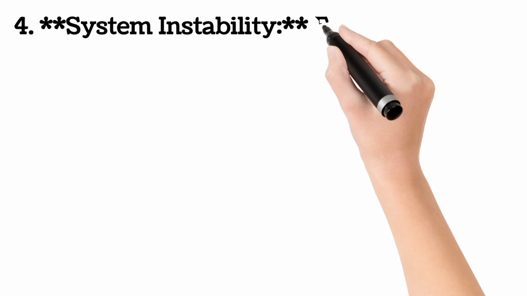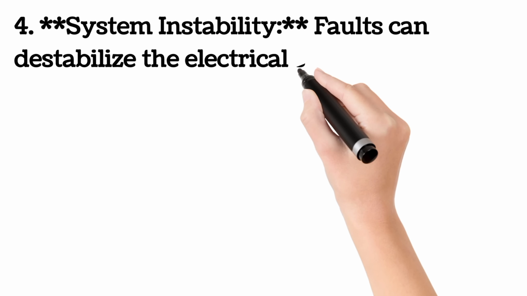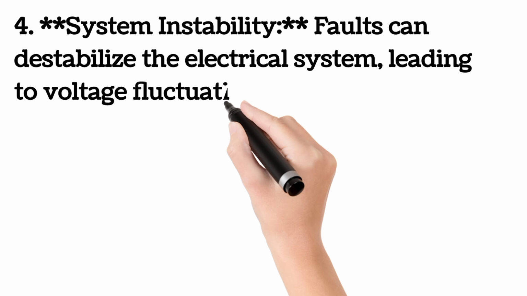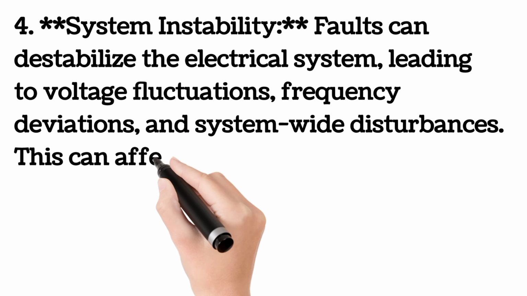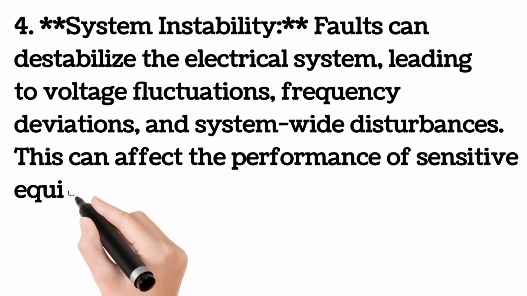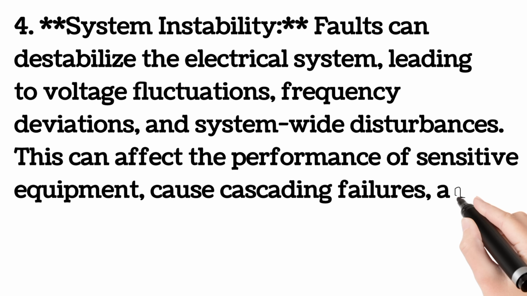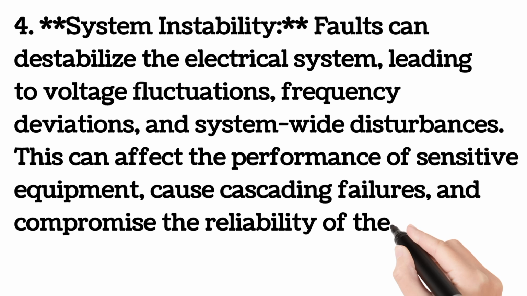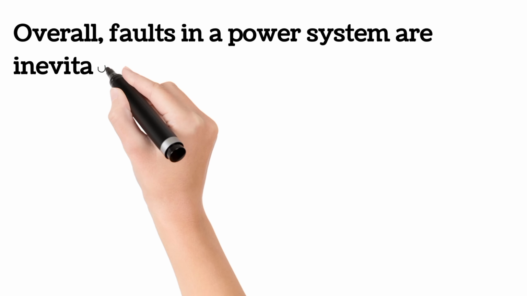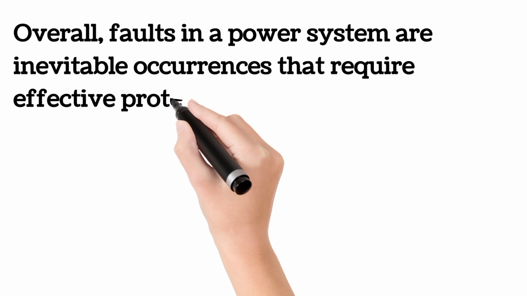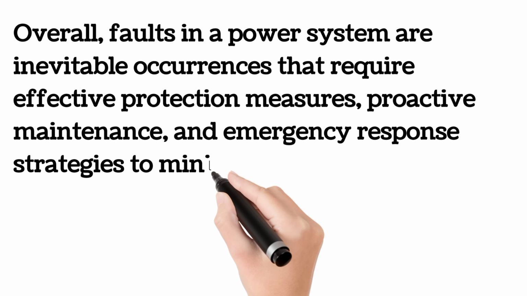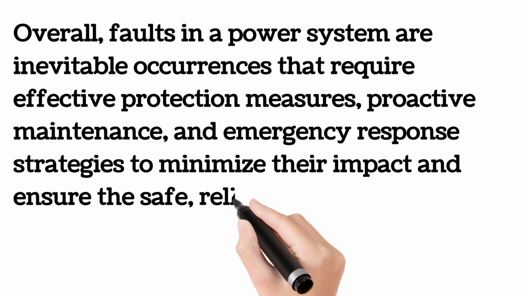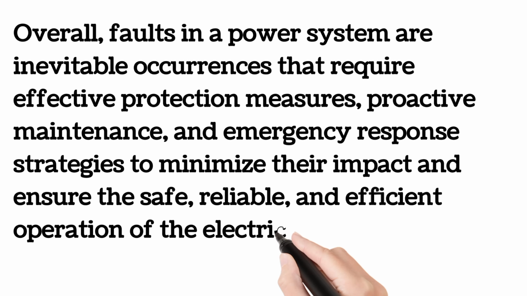4. System instability. Faults can destabilize the electrical system, leading to voltage fluctuations, frequency deviations, and system-wide disturbances. This can affect the performance of sensitive equipment, cause cascading failures, and compromise the reliability of the power grid. Overall, faults in a power system are inevitable occurrences that require effective protection measures, proactive maintenance, and emergency response strategies to minimize their impact and ensure the safe, reliable, and efficient operation of the electrical network.